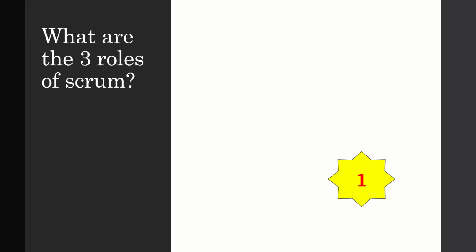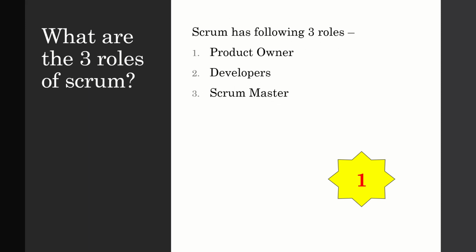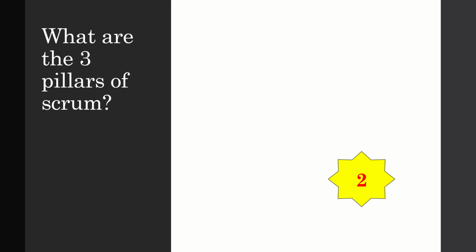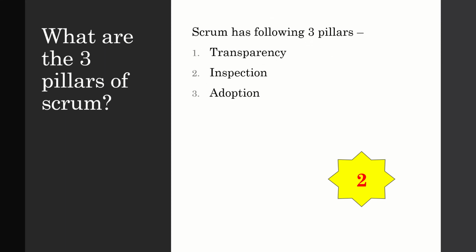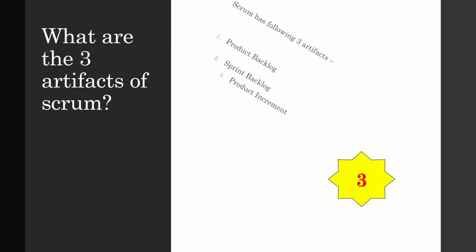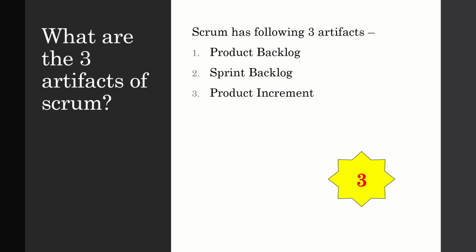What are the three roles of Scrum? Scrum has following three roles: product owner, developers and Scrum Master. What are the three pillars of Scrum? Scrum has following three pillars: transparency, inspection and adoption. What are the three artifacts of Scrum? Scrum has following three artifacts: product backlog, sprint backlog and product increment document.